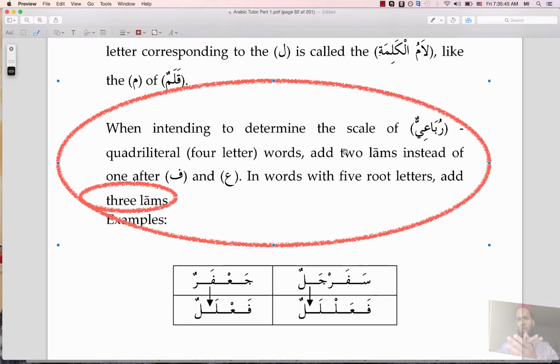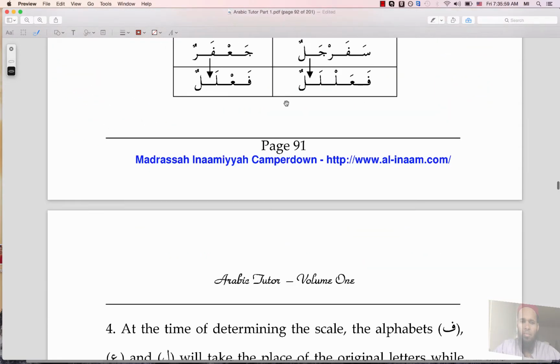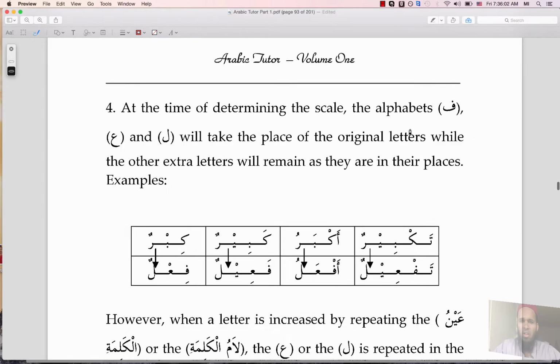And so for rubai, to scale it with rubai words, put 2 lams. And with the khumasi, with the 5-letter words, root letters, add 3 lams to make this word match up to the scale. At the time of determining the scale, the alphabets fa'ala will take the place of the original letters, while the other extra letters will remain as they are in their places.